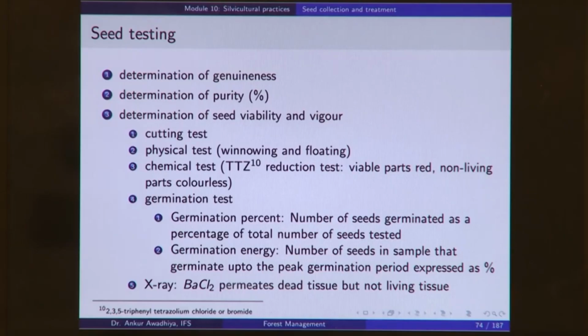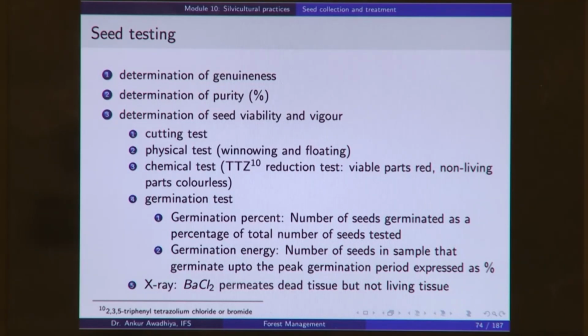Now, seed viability and vigor are checked using a cutting test. In the case of a cutting test, you cut the seeds and look at the development of the embryo inside the seed. Is the embryo mature enough? If it is mature, then there will be good viability. If it is an immature embryo, or if the embryo itself is missing in most of the seeds, then it will tell us that these seeds are non-viable.